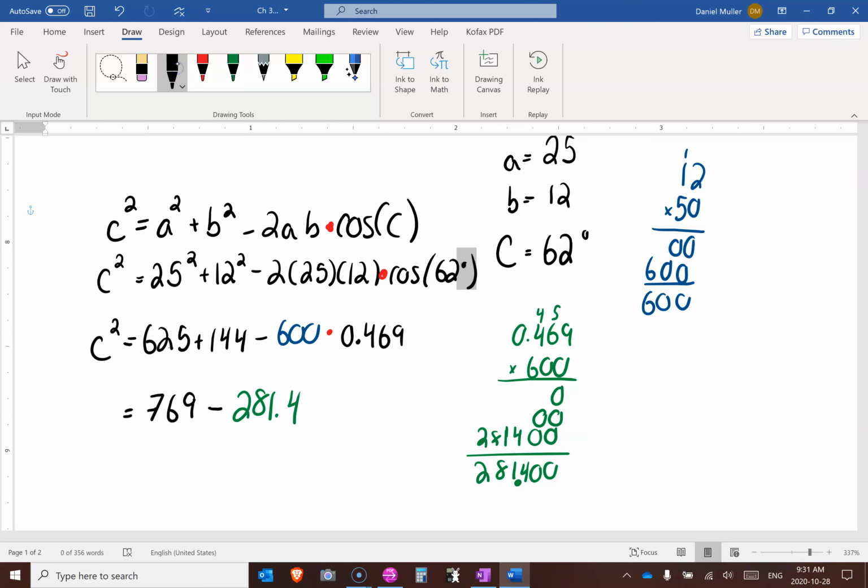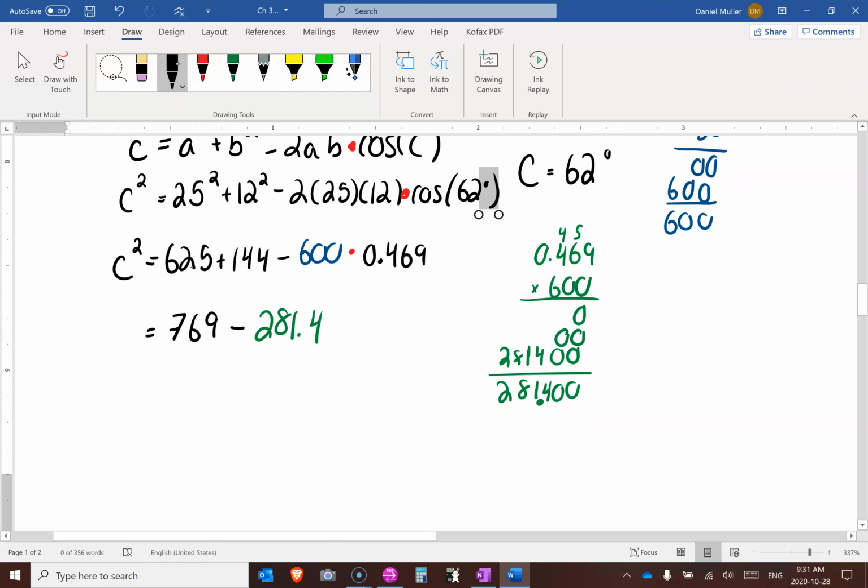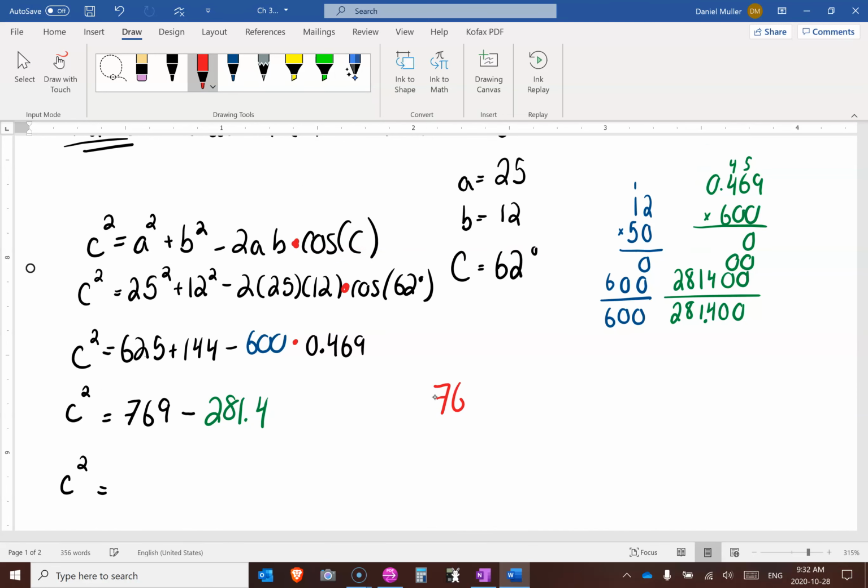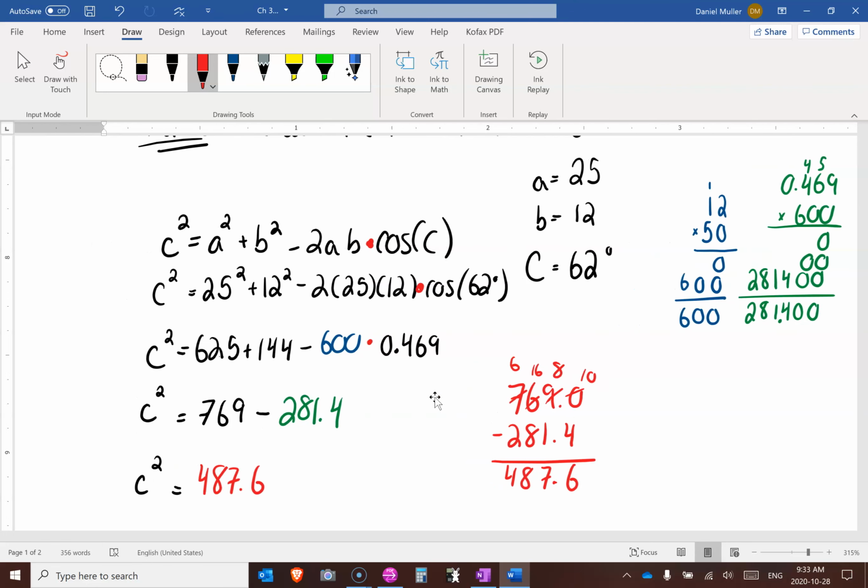And then I can go ahead and I can subtract those. This is c squared and c squared. Okay, so 769 minus 281.4. So I'll put a 0.0 here. Can't do that. So that's 10, which is 6. And then 8 minus 1 is 7. Can't do that. Make that a 16. 16 minus 8 is 8. So 487.6. Okay. So obviously if you have a calculator, you can just do all of that manually.